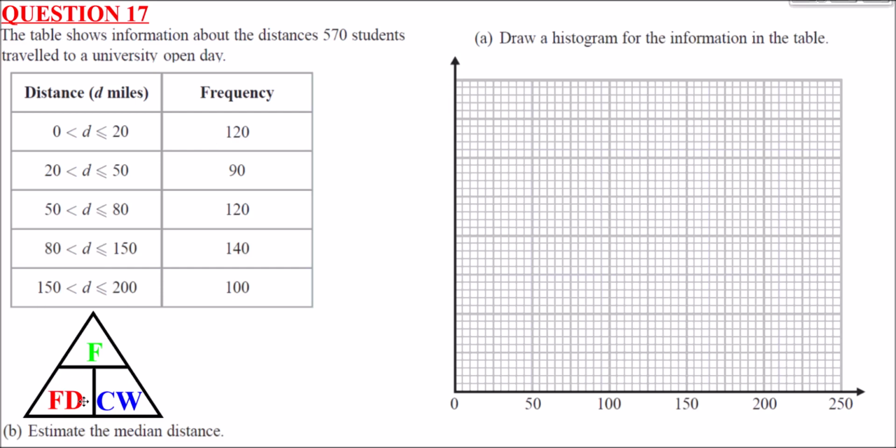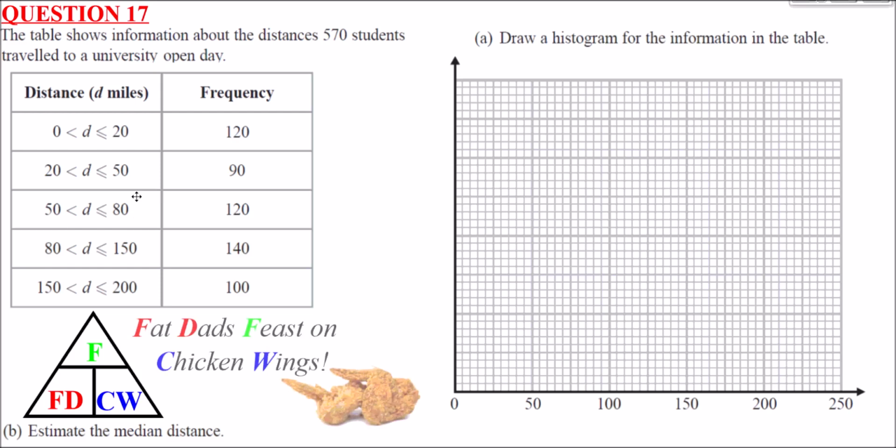So frequency density equals frequency divided by class width. A rather stupid way I've come to realise that this can be remembered is by thinking that FD could stand for fat dads, F feast, CW chicken wings. Fat dads feast on chicken wings. And there's a picture of some fried chicken just to help you. I know it's absolutely ridiculous, but you'd be surprised that sometimes ridiculous things are the most memorable. So FD, F and CW.